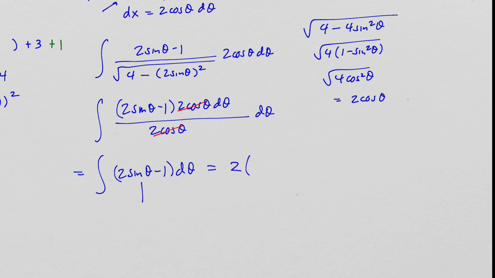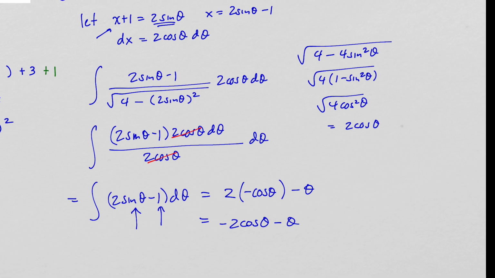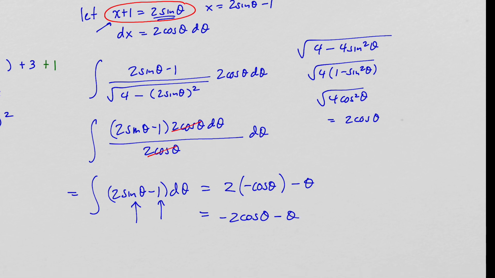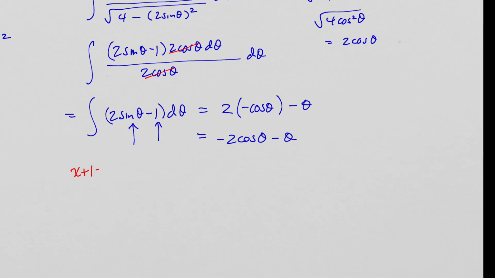We have 2 times the antiderivative of sine, which is negative cosine, minus the antiderivative of 1, which is theta. And so we have negative 2 cosine of theta minus theta. And this is our answer, except that we have to put back in our original variable. So we've got to go back up to the beginning. Right here, we said x plus 1 is equal to 2 sine of theta. That's the same as sine of theta is equal to x plus 1 divided by 2, which, by the way, means theta is going to be inverse sine of x plus 1 divided by 2.